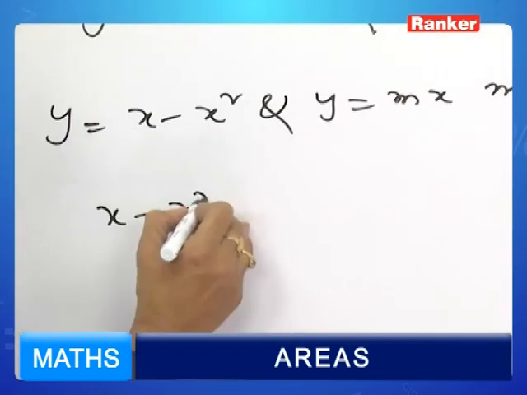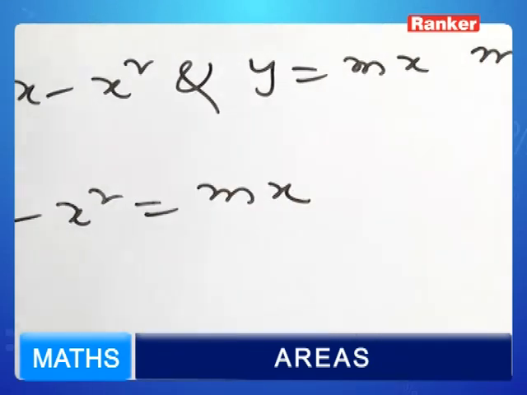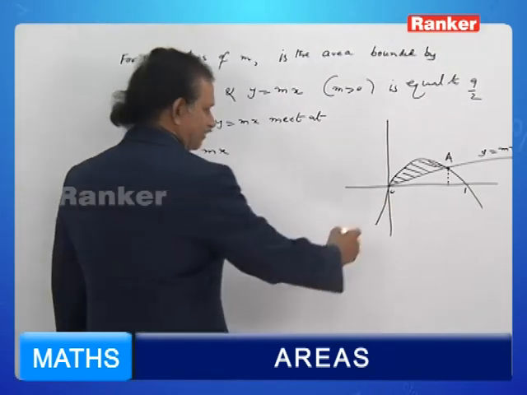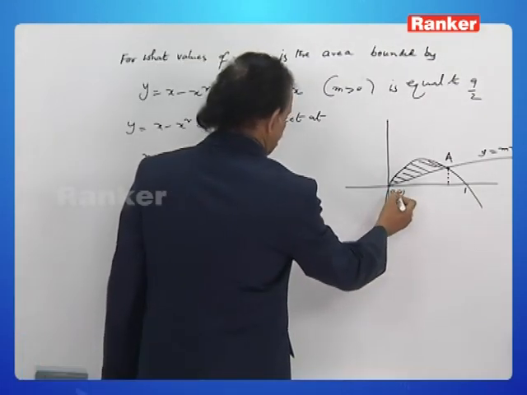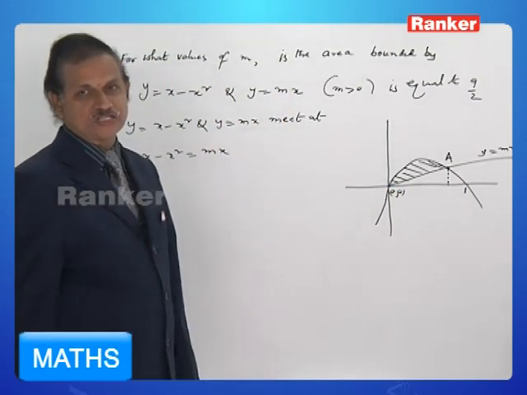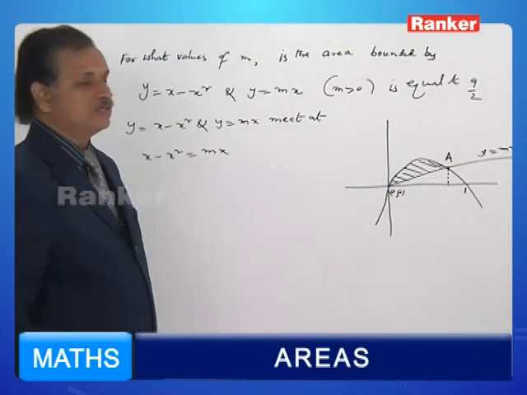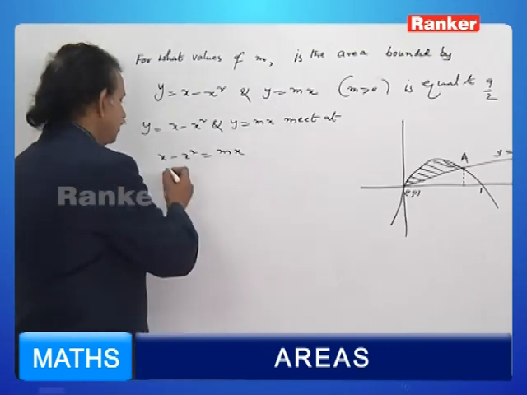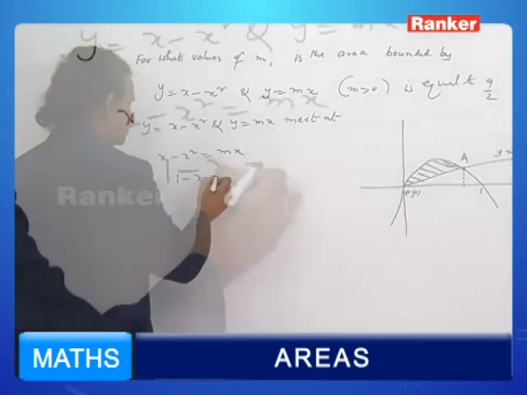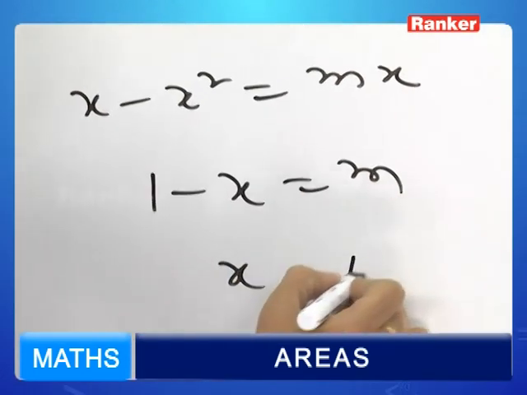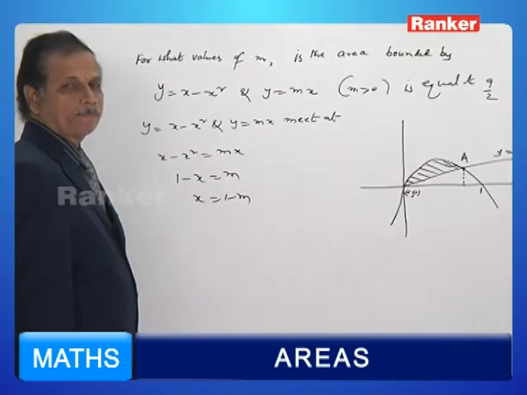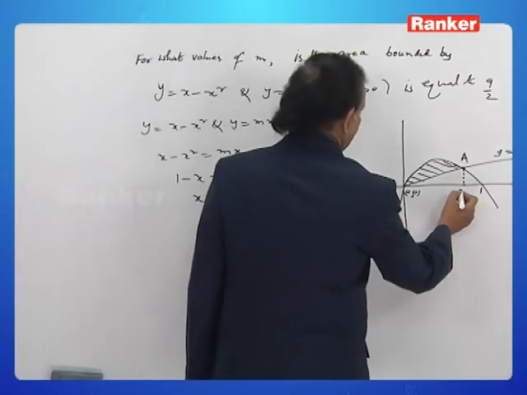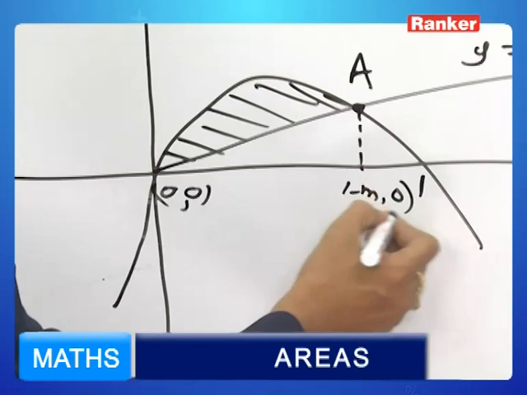Y is equal to x minus x square and y is equal to mx meet at x minus x square is equal to mx. If x is 0, then y is also 0. 0, 0 is one point of intersection. It is clearly visible, of course. And we are interested to know the other point of intersection. To find that, let us take it for granted that x is not equal to 0, so that you can cancel x here. 1 minus x is equal to m, or x is equal to 1 minus m. Therefore, what is this point? 1 minus m comma 0. Isn't it?